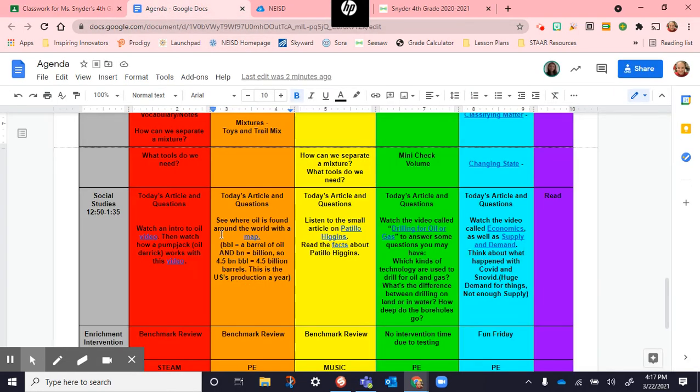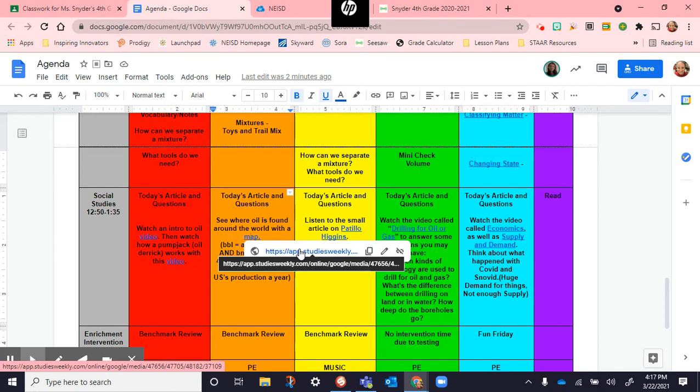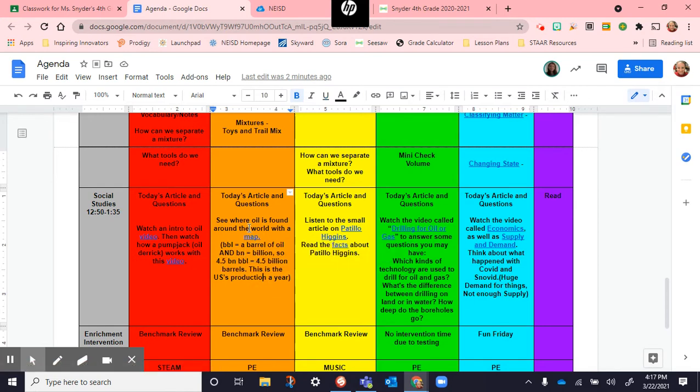Then on the agenda, it says, see where oil is found around the world with a map. Here are some abbreviations that they use. When you click on this, open this up and look at where oil is found all around the world, and then find us on the map and see where we are and see how much we have compared to others around us.